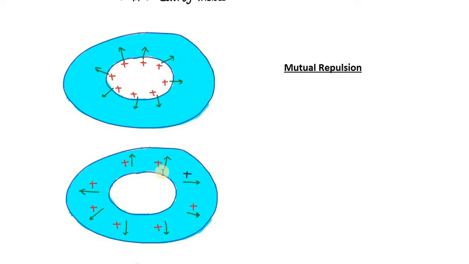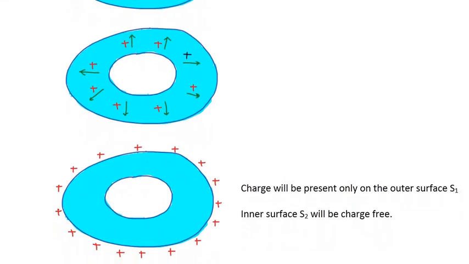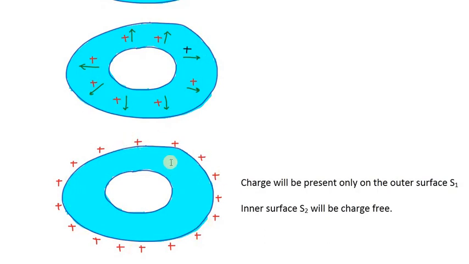So these charges will travel through the conducting metal, and after traveling, see, they are going far away from each other. They are going towards the outer surface. And so finally, they will reach the outer surface. Hence, it is proved that the charges cannot stay on the inner surface, because by any means you give charge on the inner surface, then due to mutual repulsion from each other, these charges will travel through this metal part and they will reach the outer surface. Therefore, charge will be present only on the outer surface S1, and the inner surface S2 will be charge free.